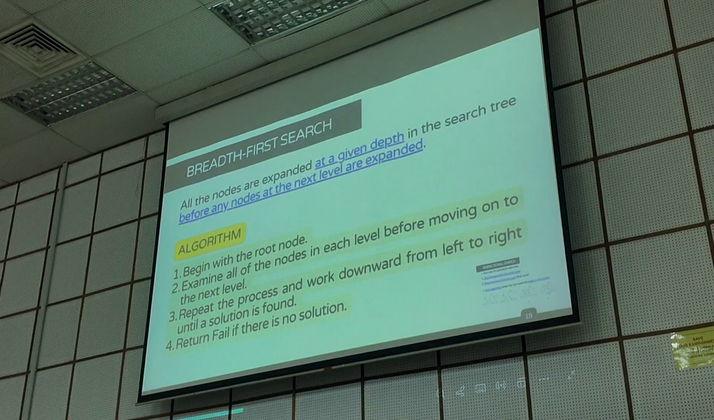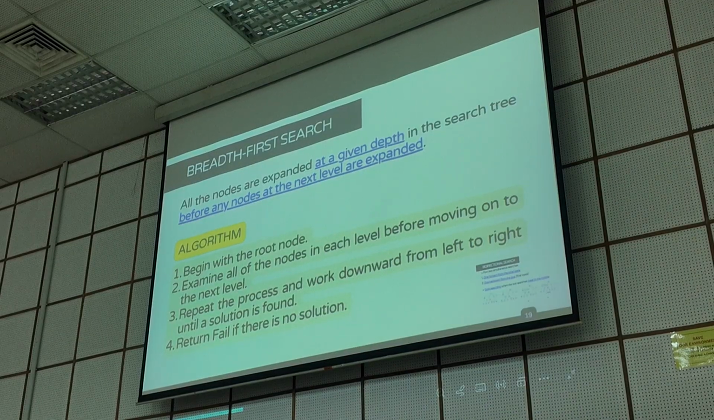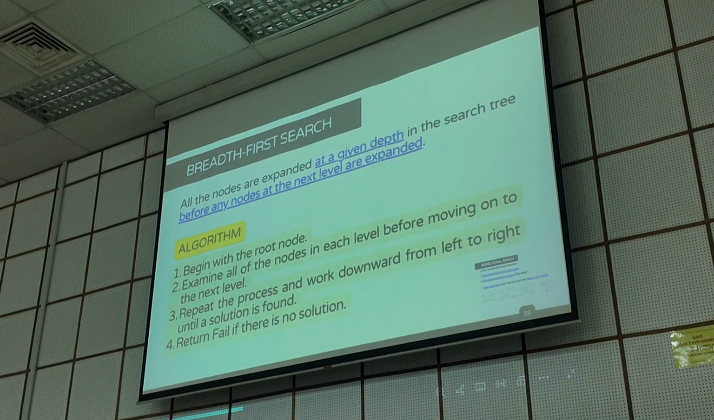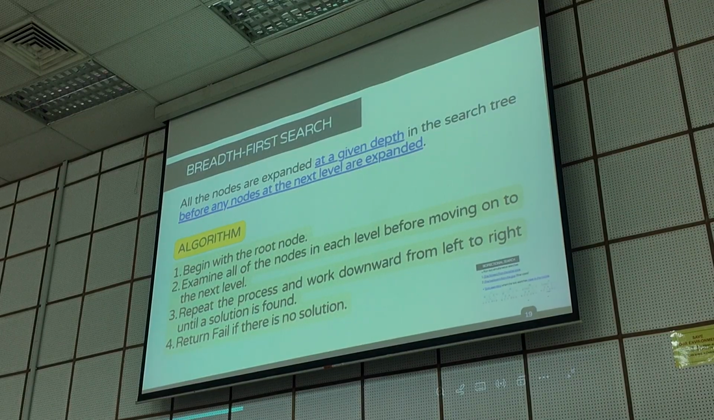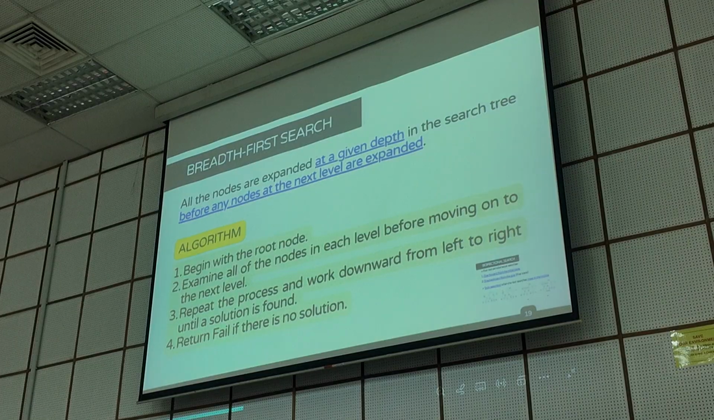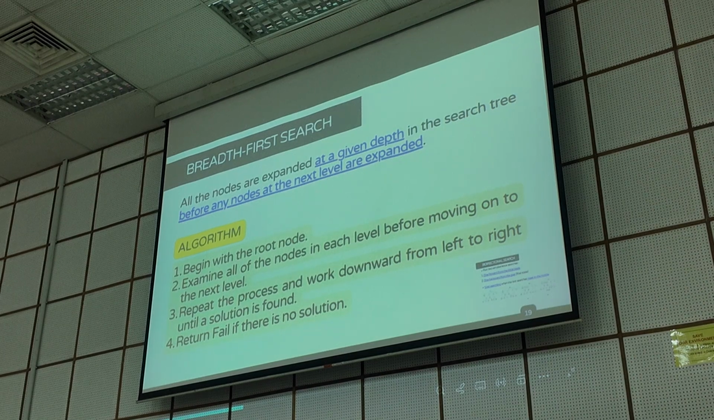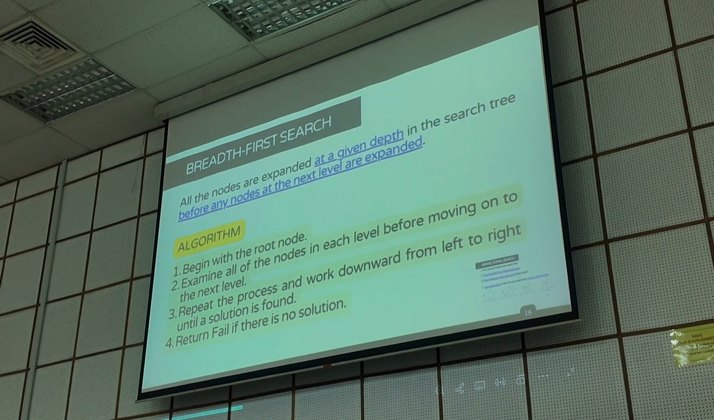So that's why you look at the algorithm here, it begins with the root node. Root node means the starting point. So let's say now we have point A here. Then examine, when you look at the algorithm, point 2, examine all the nodes at each level before moving on to the next level. So it means that you search this level first. Is it equal to the goal? No. Then you will go to the next level.